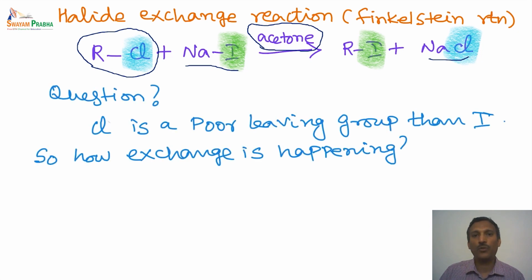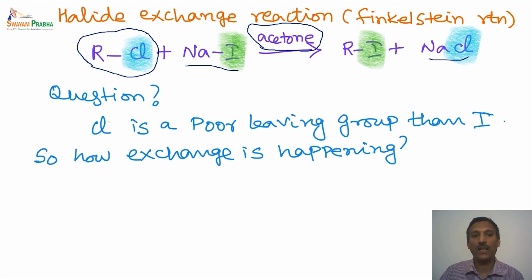Now, the biggest question is, we know chloride is a poor leaving group compared to iodine. Then, how does this exchange actually take place? That is the biggest question. Because whenever a better leaving group is the one which actually leaves from the substrate, and not the other way around.